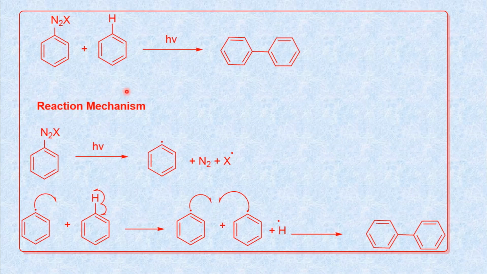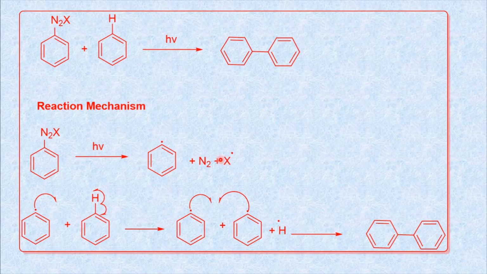I am again explaining this reaction. This diazonium salt reacts with this aromatic solvent. In presence of hν, you will get this dimerized product, the diphenyl product. Its reaction mechanism: this diazonium salt in presence of hν undergoes homolytic cleavage, and you will get this aryl radical, N2 molecule and X radical.